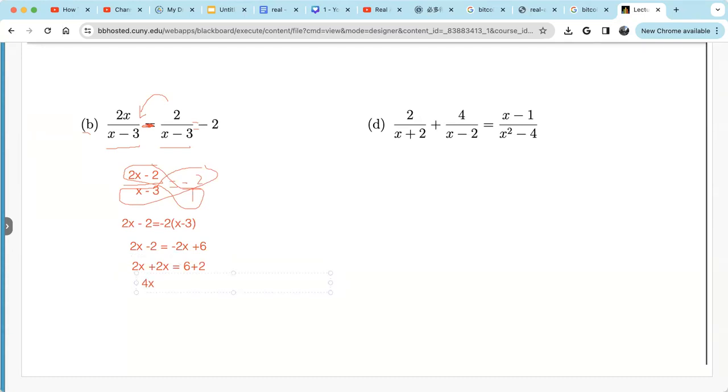2x plus 2x, we get 4x. 6 plus 2, we get 8. Divide by 4 on both sides, we get x equals 8 divided by 4, which is 2.